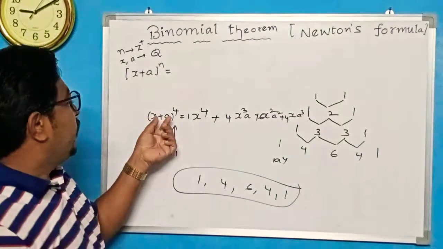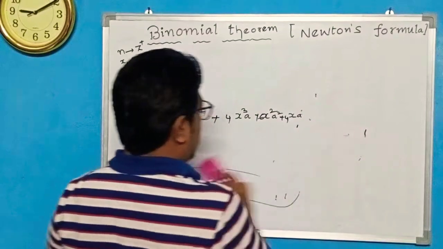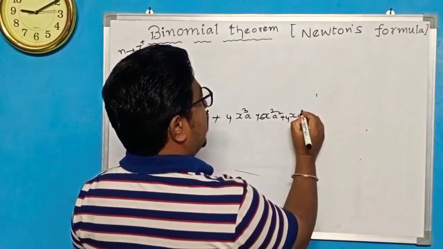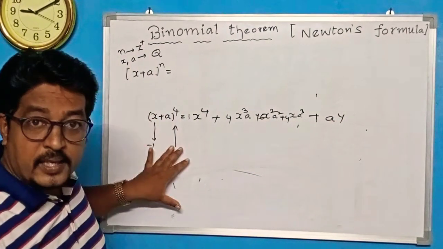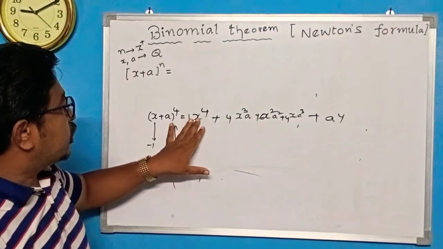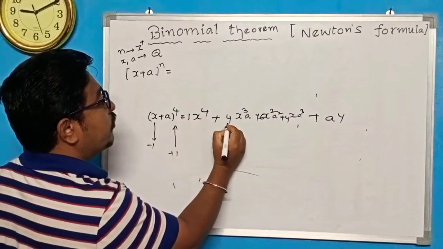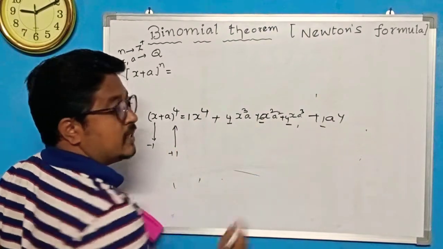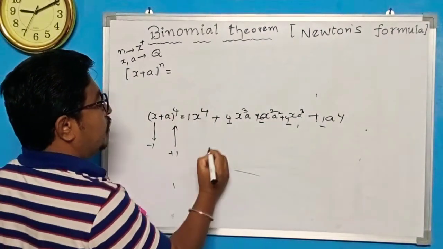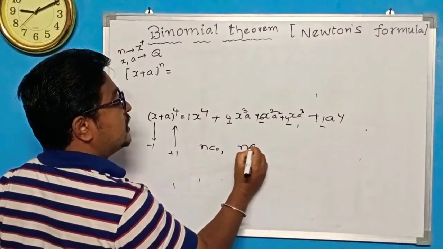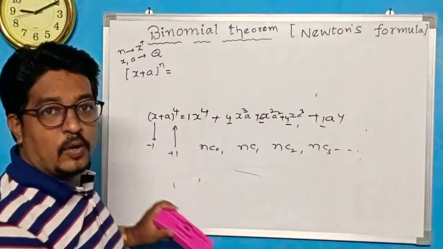See here also we take (x + a)^4. In this combination, x decreases by 1 and a increases by 1, with x^4 first. These numbers 1, 4, 6, 4, 1 are called binomial coefficients. Now we want to write them as nC0, nC1, nC2, nC3. These are called binomial coefficients.